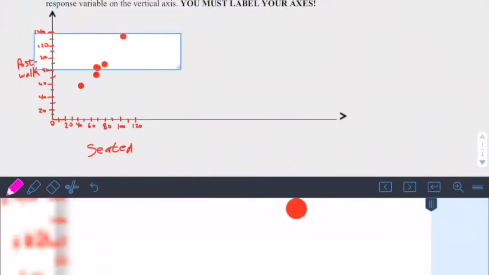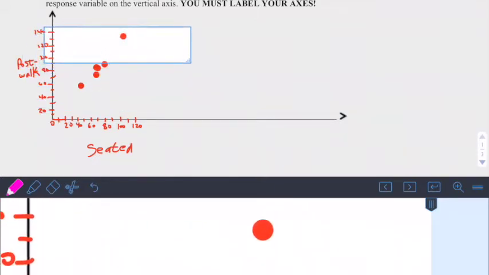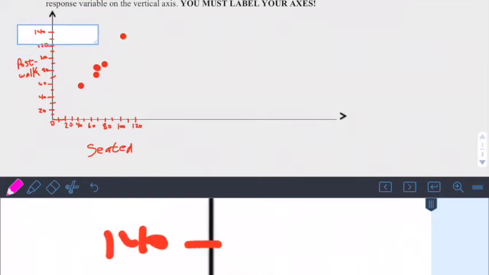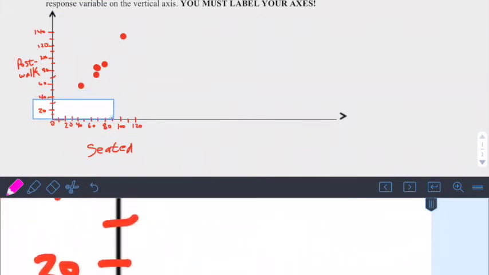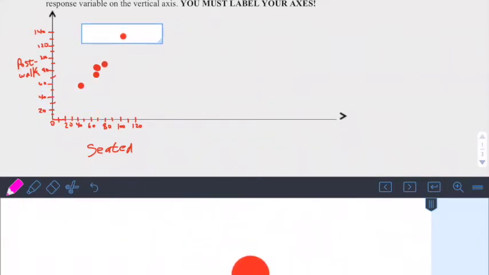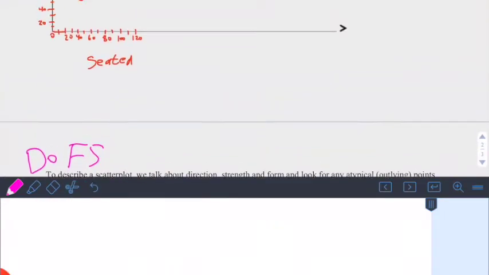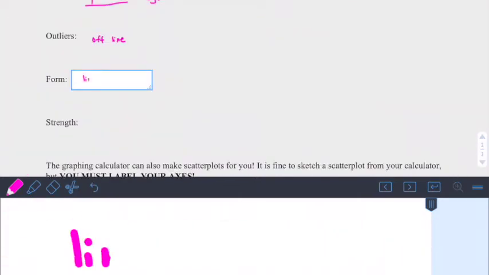Any outliers? It doesn't look like there's any outliers. And when we talk about outliers, we're talking about things that are off the line. So we would be talking about over here and over here, not necessarily down here because that would be on the line. Form would be the type of graph. This one looks like a line. We could have quadratic, we could have exponential.